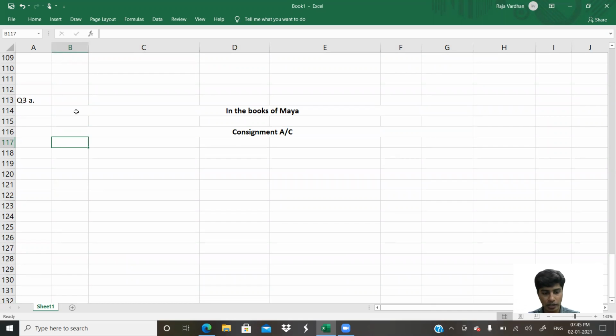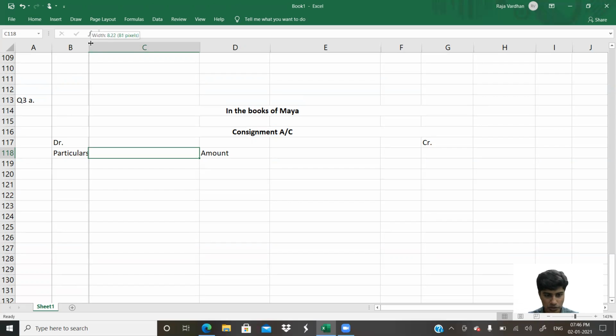Consignment account will have two columns. The left side is called the debit side and the right side is called the credit side, and we will not have a date here. We'll have particulars, and after that only amount columns. I've left a little space here to serve as an inner column for the amounts.